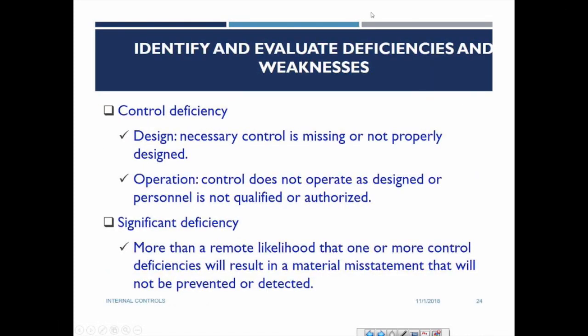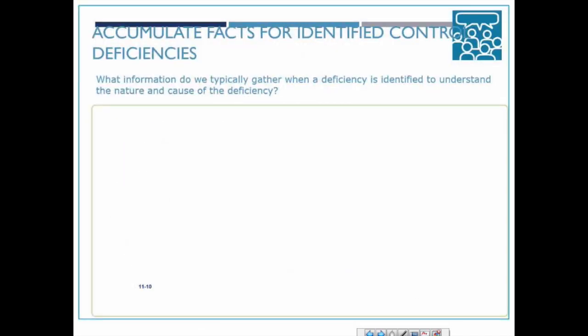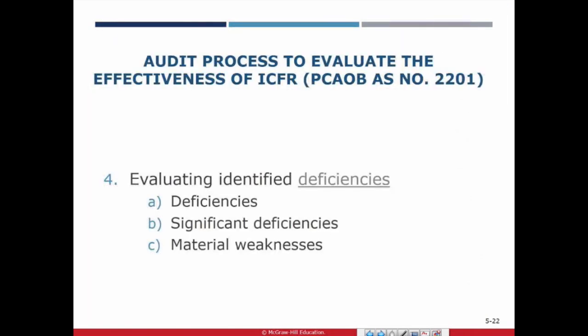So in deciding what type of audit report, the auditor has to look at, well, do we have deficiencies? And remember, a deficiency is that a control doesn't meet the objective of preventing or detecting on a timely basis material mistakes. So it's not designed properly or it's not operating properly. And so that's a deficiency.